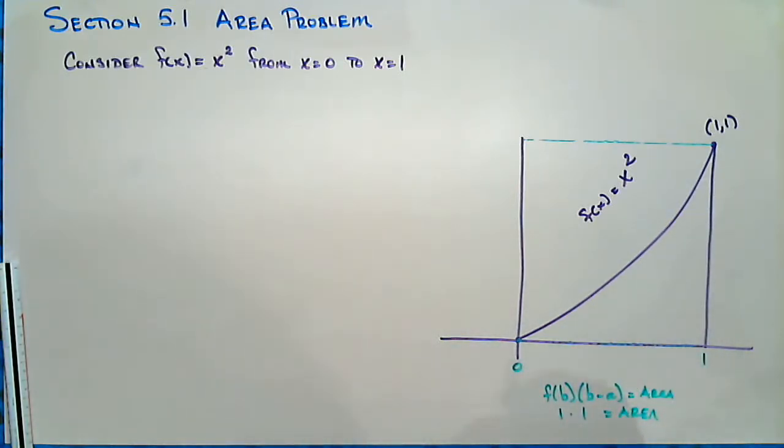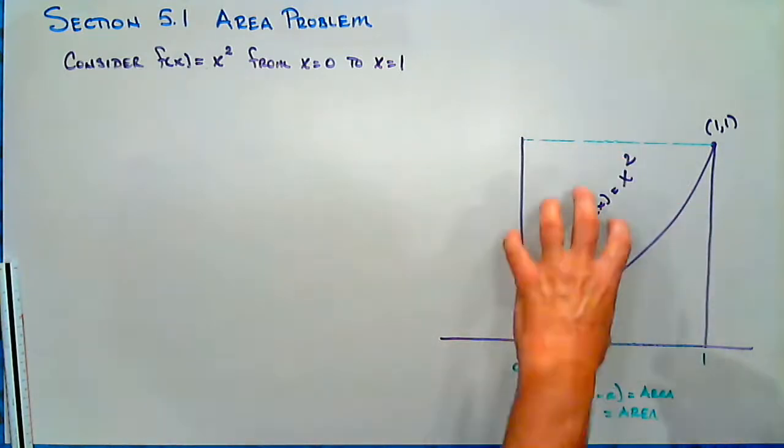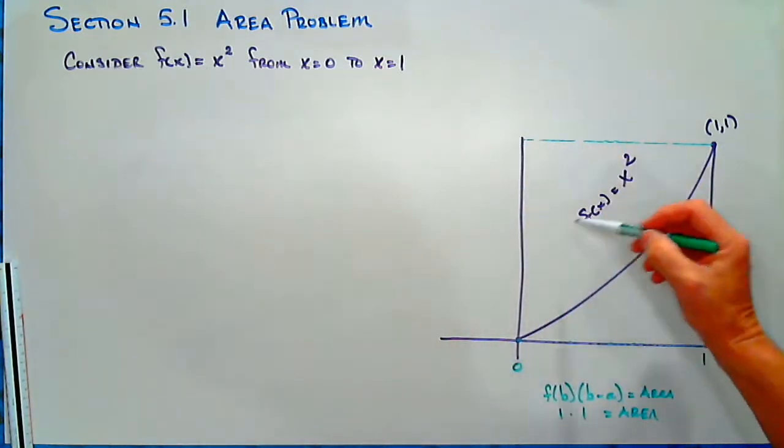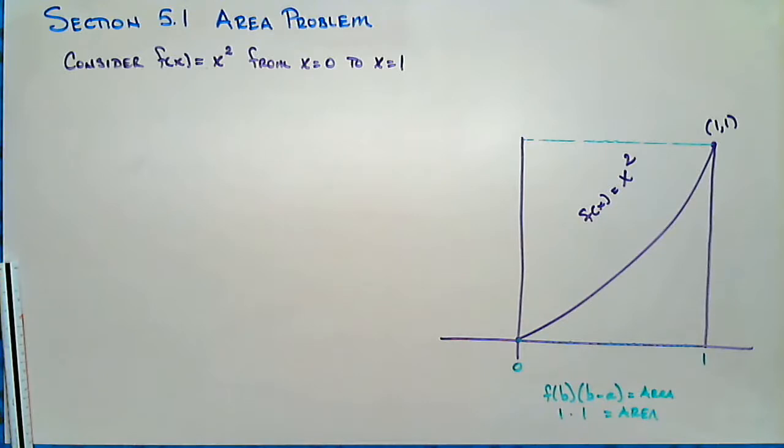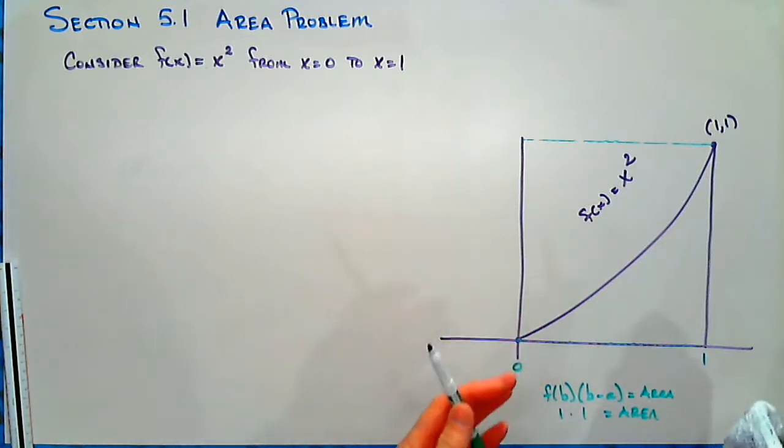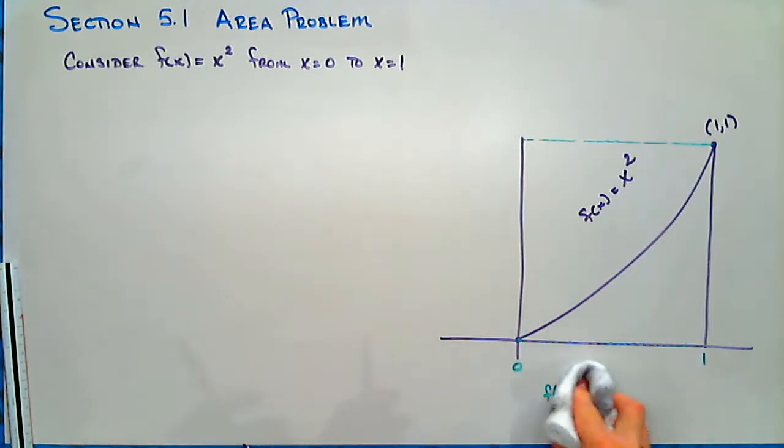And we know that's wrong. There is a large error. All of this up here is an error. We have overestimated by a lot. So we know that if we used one rectangle, that would not give us the correct answer.